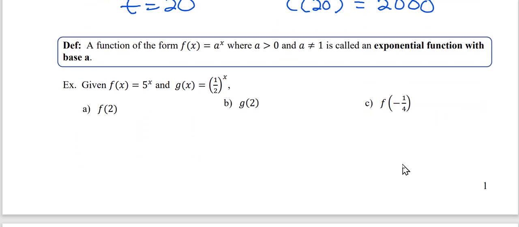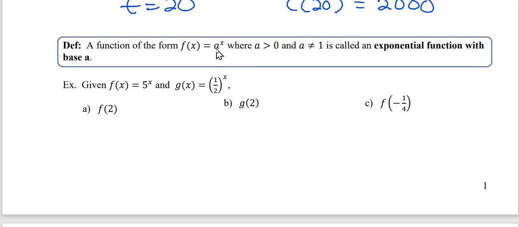A function of the form f of x equals a to the x, where a is a positive number and a is not equal to 1, is called an exponential function with base a. We need that a to be positive, and if it's 1, it's uninteresting, right? 1 to the x is just a constant function. It's always 1, no matter what x is. So that's why we exclude a equals 1. We need it to be positive because you can't have a negative base with some exponents, right?